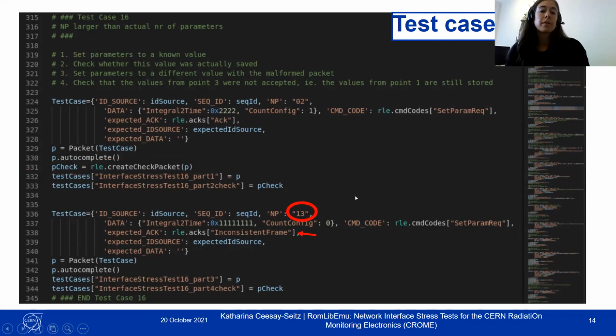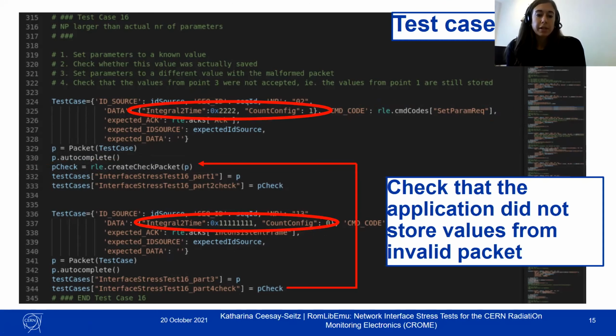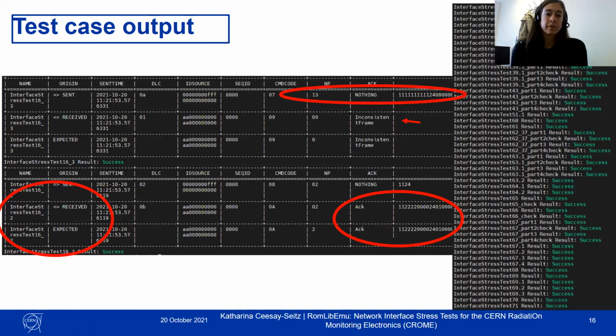In the next case, we create a similar test case, but with a bad structure, where the number of parameters is a wrong number because we have only 2 parameters here. So we expect the application to give a return code of inconsistent frame. And we also take the check packet from before to ensure that the application didn't store the bad values. And then we can see in the output that everything passed.